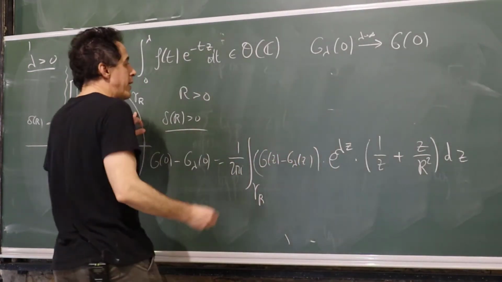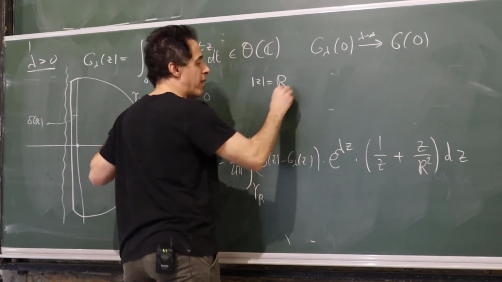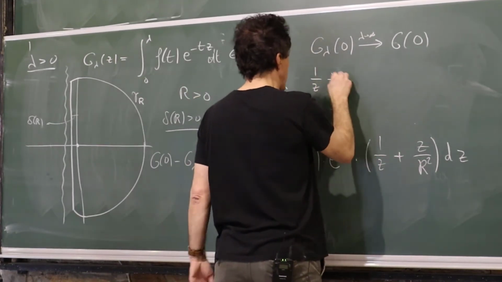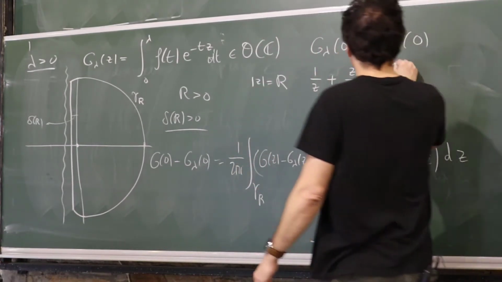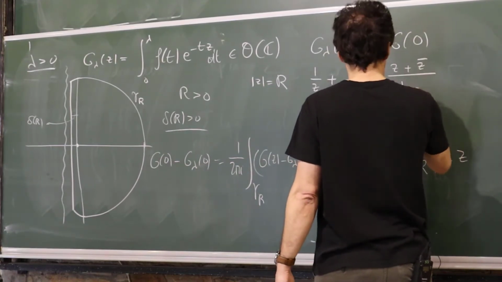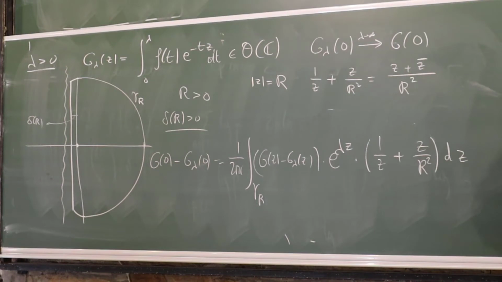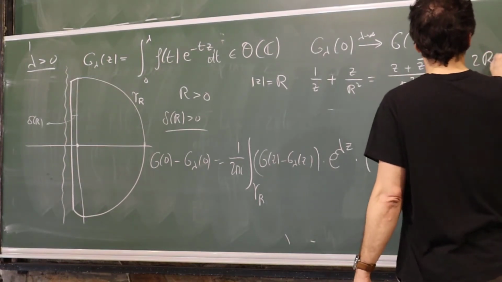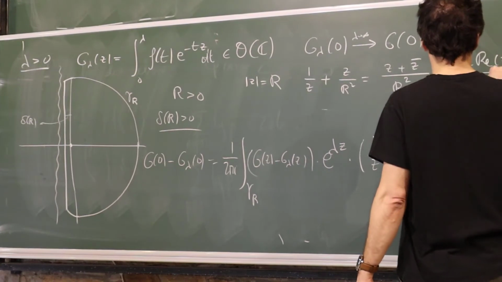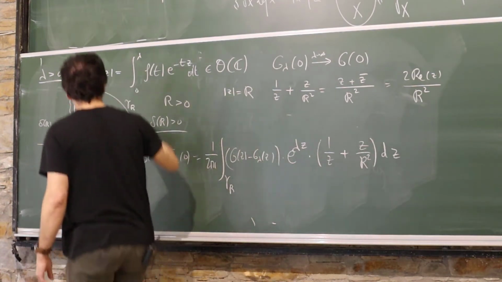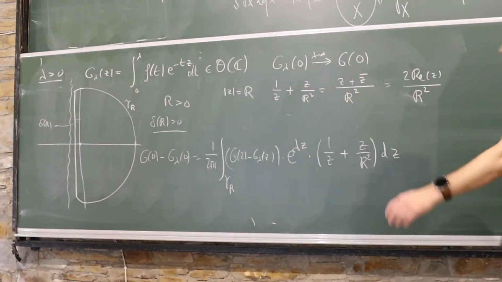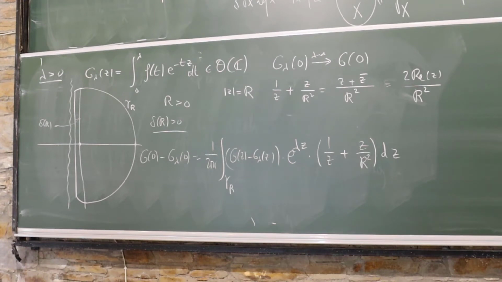Let us also observe that when z is on the circle of radius r, this term 1 over z plus z over r squared can be written as z plus z bar over r squared, and this is 2 times the real part of z over r squared, when you are on this slightly bigger half circle. And so the idea is to bound this integral separately. We are going to split the integral into several integrals.